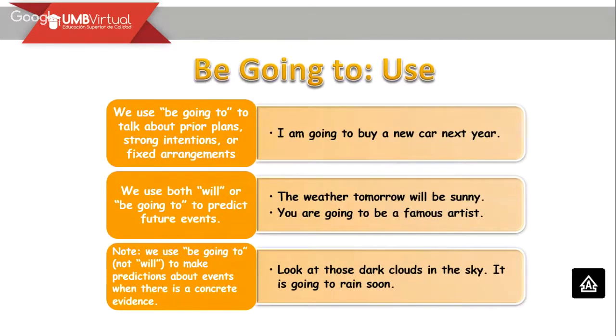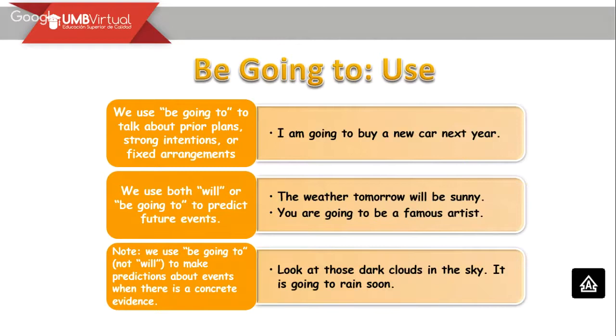Okay, later on we have be going to use. We use be going to talk about prior plans, strong intentions, or fixed arrangements. As we have right there, we're going to see. Ok, cuando tenemos nosotros intenciones de hacer algo o de ir a algún lado, vamos a utilizar el going to, okay? There is another use of it. For example, I'm going to buy a new car next year, yes? Is your intention, is your arrangement according to this part.